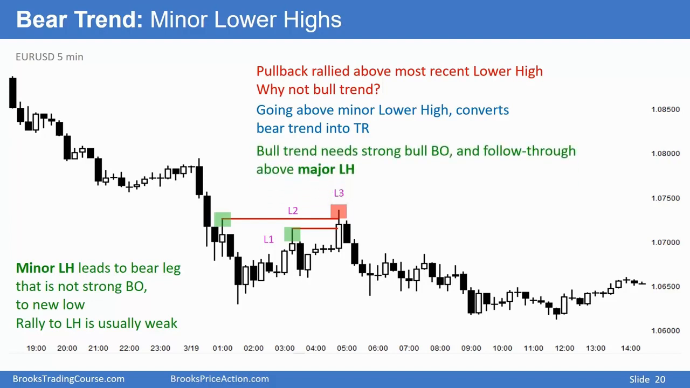For a bull trend, you need a strong bull breakout and follow through above major lower highs. We broke above a lower high, we broke above a lower high, so we've got a breakout here. That is not a strong bull breakout. It's just 1 bar with terrible follow through. So we need breakout and follow through. So we got a decent breakout but bad follow through. And it did not get above a major lower high. It just went above minor lower highs. So this is probably not a bull trend. It's probably a bull leg in a trading range or a bull leg in a bear trend.